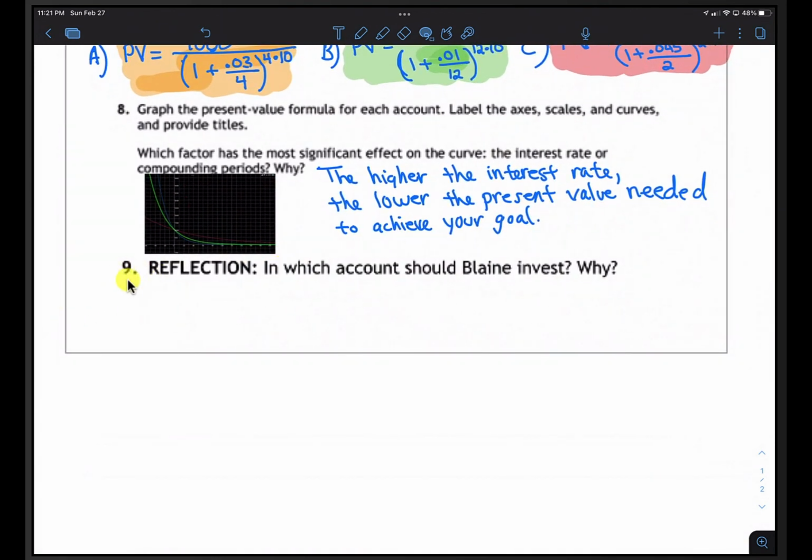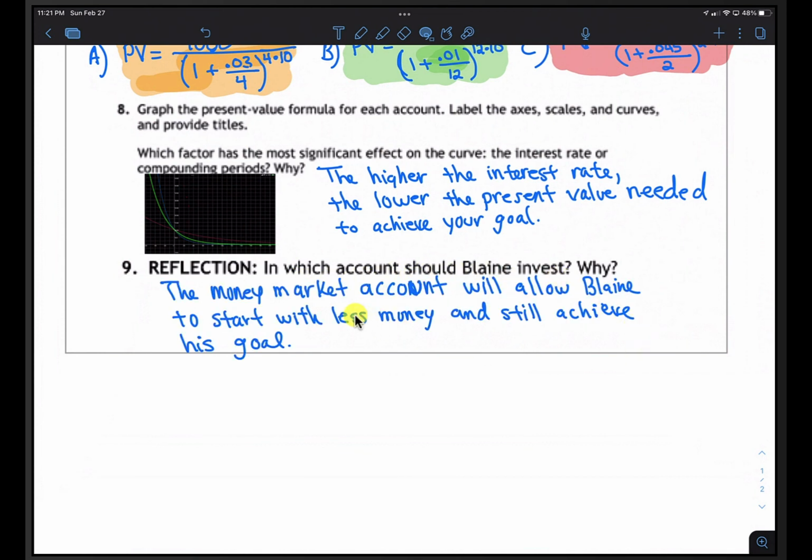All right, and then question 9. In which account should Blaine invest? And that is going to be account C. That's the third account. That is the money market account. The money market account will allow Blaine to start with less money and still achieve his goal.